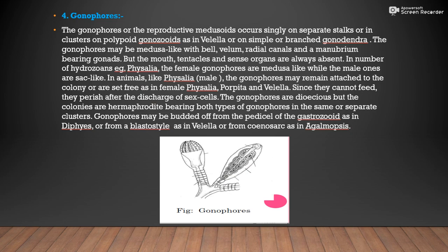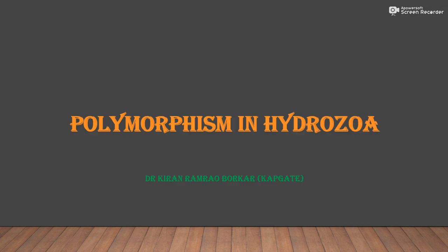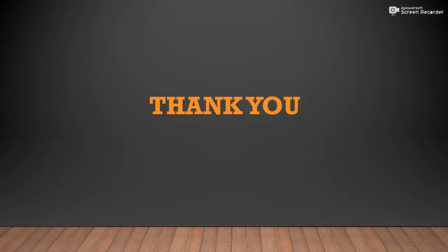hydrozoans. Polymorphism of hydrozoans is the occurrence in the same species of different structural and functional forms. Thank you so much.